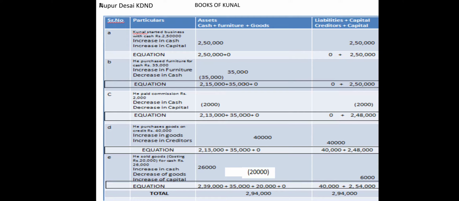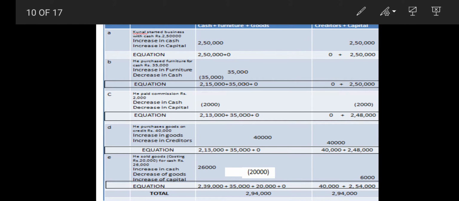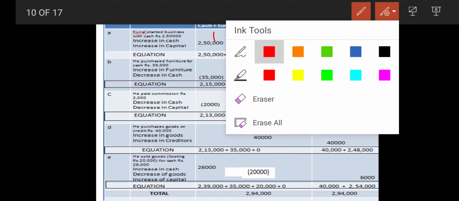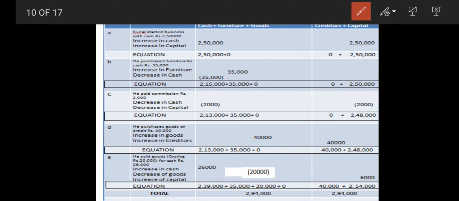So very first is Kunal started business with cash rupees 2,50,000. So in this case cash increases, so here cash increases by 2,50,000, that is now understood, and capital increases 2,50,000. So both the sides your equation has been set up. So 2,50,000 on both the sides.